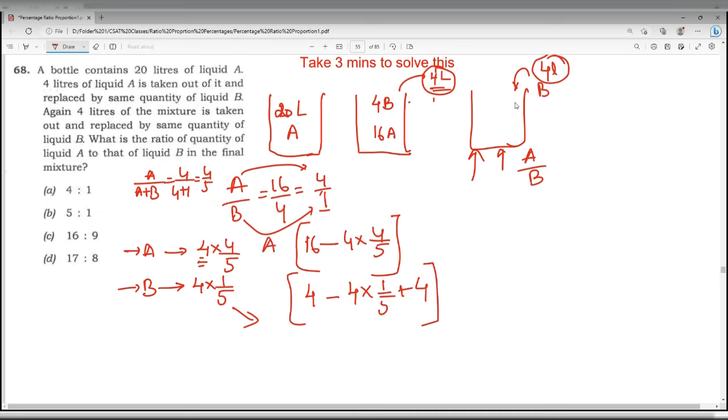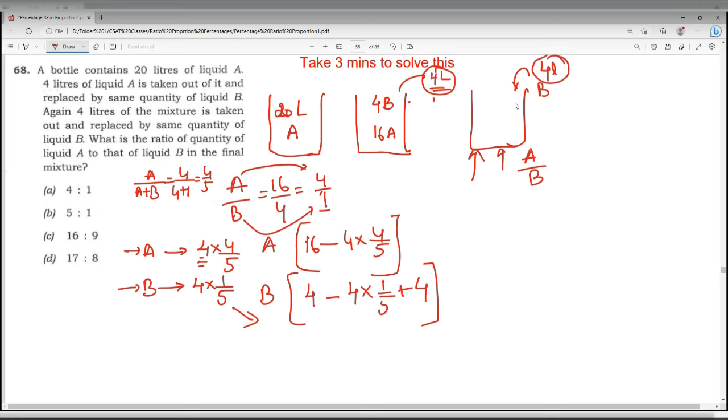This is A, and this is B. I hope you understood this. So once you remove 4 liters from this and add 4 liters, there will be 4 liters of B and 16 liters of A. And in this total mixture, they are taking 4 liters out.